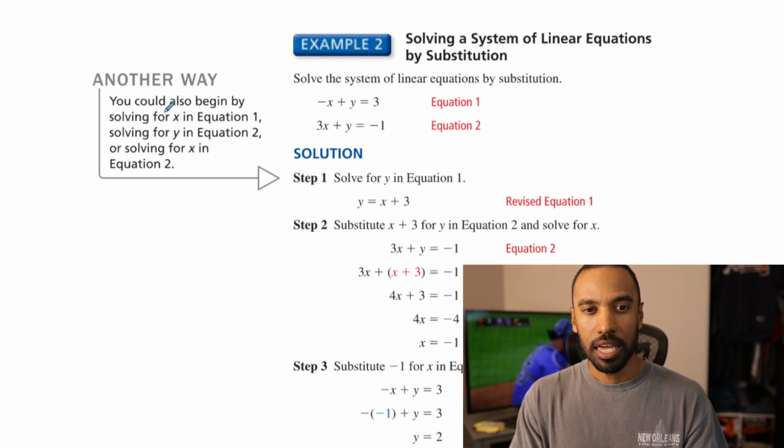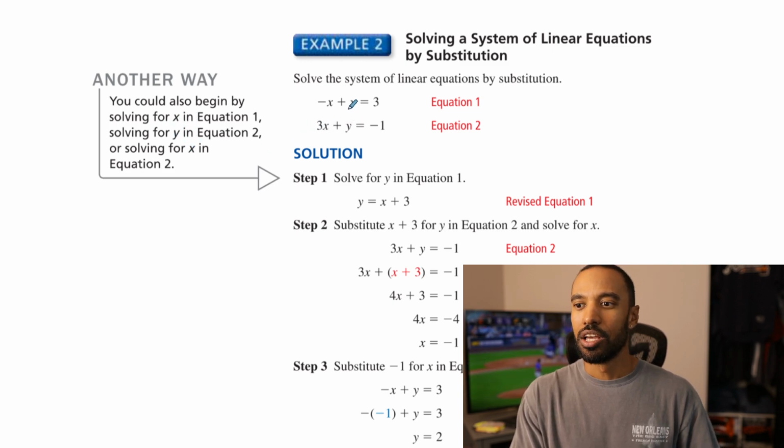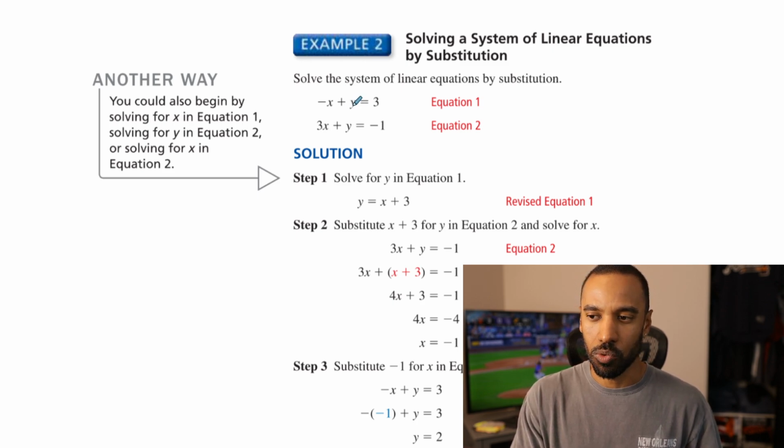It says you could begin by solving for x in equation 1, solving for y in equation 2, or solving x in equation 2. So we are going to solve for y in equation 1. They're going to add x to both sides, boom, and they get y by itself. And you could solve for any of the other three variables here.